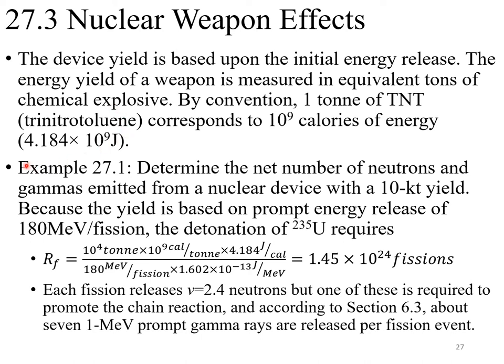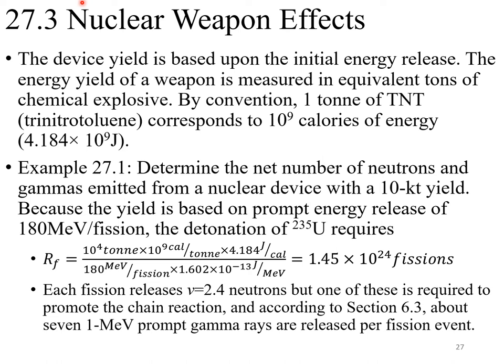We'd like to determine the net number of neutrons and gammas emitted from a nuclear device with a 10 kiloton yield. Because the yield is based on the prompt energy release of 180 MeV per fission, and this 180 MeV per fission excludes the decay energy from the decay gamma, decay beta, and the neutrino energy. So the prompt energy release is 180 MeV per fission.